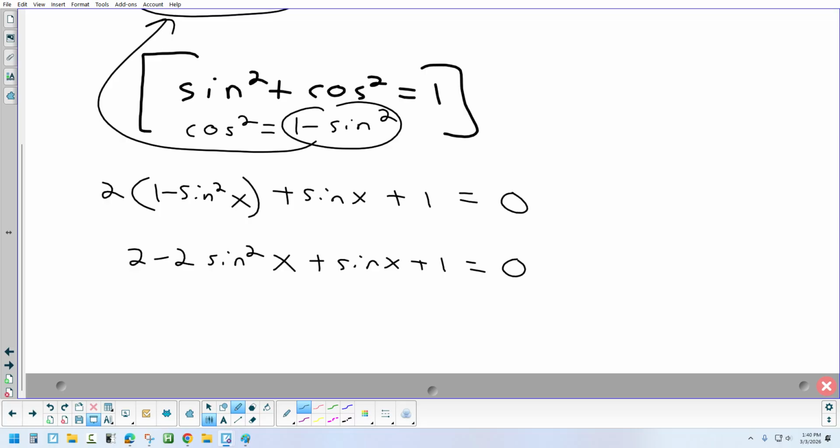What else do you think I would do on the left? Yeah, my like terms. What are my like terms? The 2 and the 1. Yeah. So everything you know how to do with regular algebra problems, we're just doing the same stuff. That's it. So when you combine the 2 and the 1, that's going to give you 3.